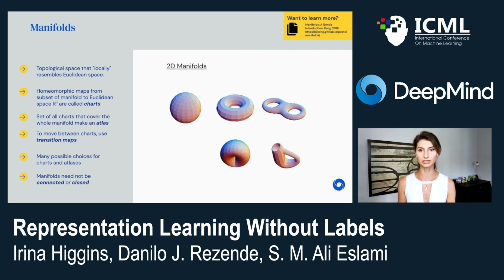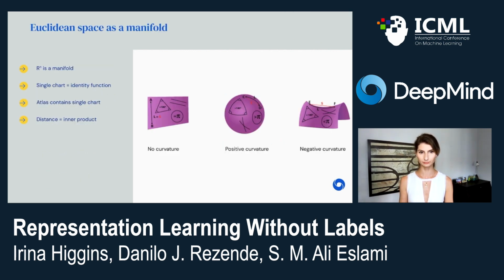Here are some examples of 2D manifolds. Each one locally resembles a 2D plane. It is important to note here that Euclidean space is also a manifold, but it is a manifold where the atlas contains a single chart, and this chart is just the identity function. We can measure distances, angles, and areas easily using inner products and other well-known tools from Euclidean geometry. Euclidean space is the one where our intuitions hold and calculations are easy, so we strive to operate in such flat, simple manifolds.